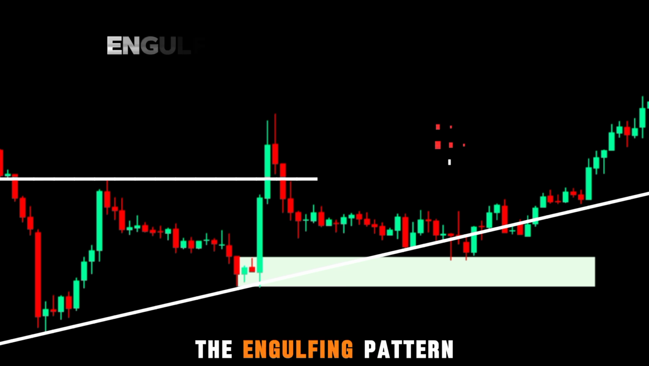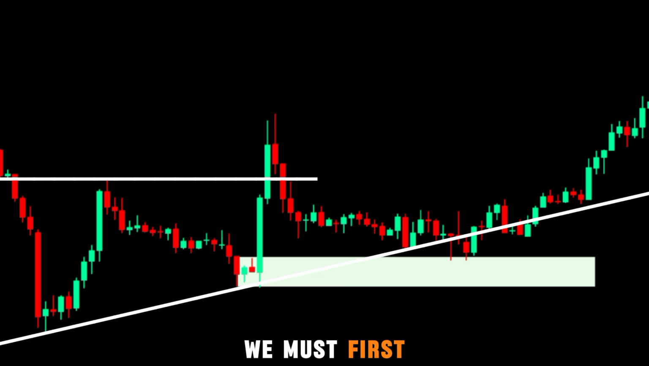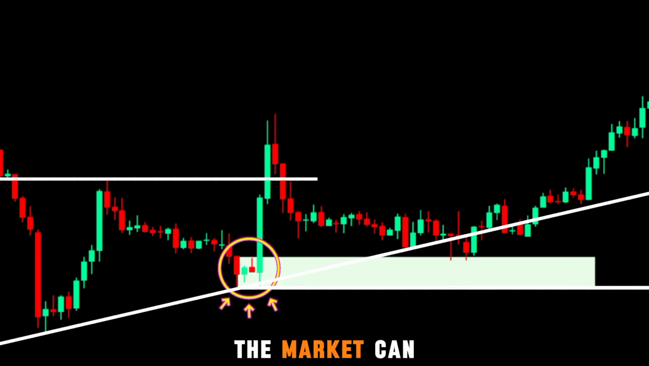We can use the engulfing pattern for this assignment. The engulfing candle is the best trading signal in the market, and it's perfect for this strategy. But before we look out for the engulfing candle, we must first of all make sure that the market does not break a structure. The market can move beyond the confluence area, but it must not break a structure. If it breaks a structure, then that setup becomes invalid, and you will have to wait for the next one.